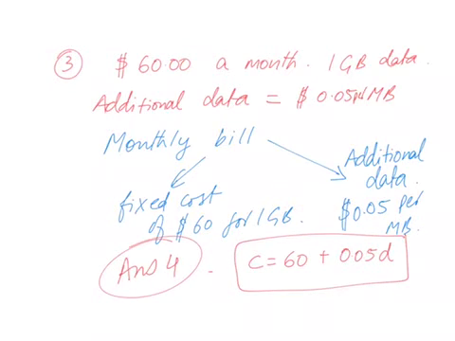Right? So anything that looks like this. An initial cost plus every cost that you're adding to the entire bill. Right? So the more data that you use will end up in more amount for your bill. All right. So that was question 3. Let's look at question 4.